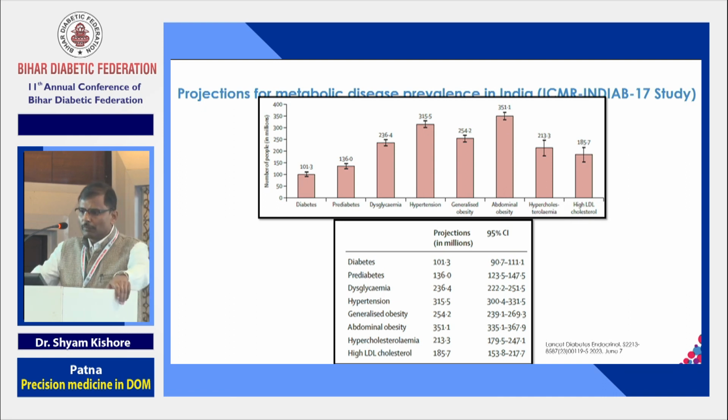And this is one of the ICMR INDIAB studies. More than 1 lakh patients had been studied, and we can see what percentage of the Indian population has different risk factors. These risk factors include the number of diabetics, a fairly good number of pre-diabetics, dysglycemia, hypertension, metabolic obesity, hypercholesterolemia, and increased LDL levels. So these numbers have to be taken care of.